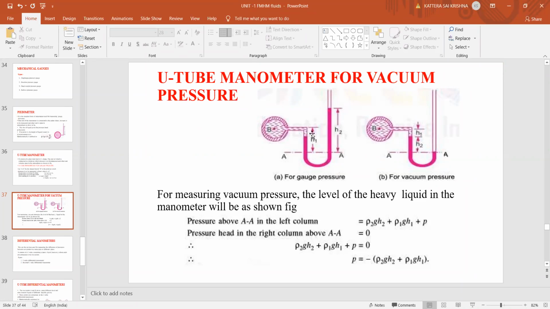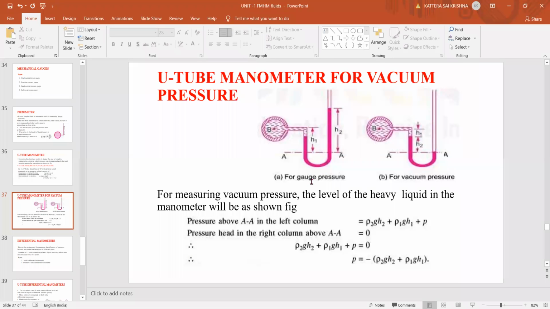Okay. So for gauge pressure, remember one thing here, one small mistake is there in this figure. This manometric fluid starts from here. Just see the image here. This manometric fluid will not be here, it will start from here. At this datum line AA, there you can see the manometric fluid, not here. Up to this datum line, you will have your H1 as water only. This small mistake is there.